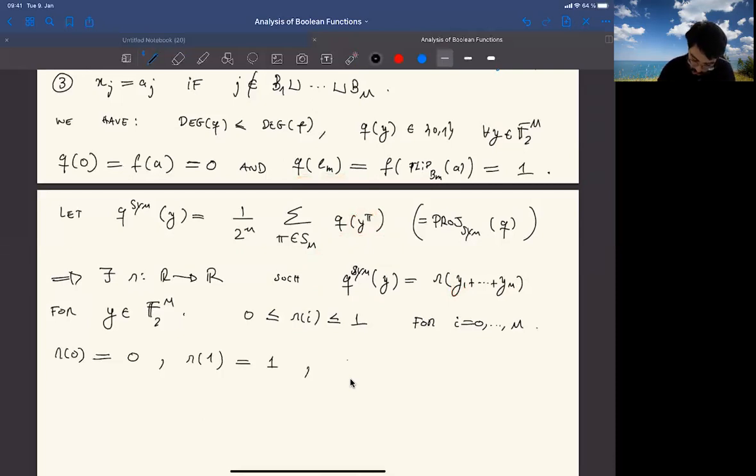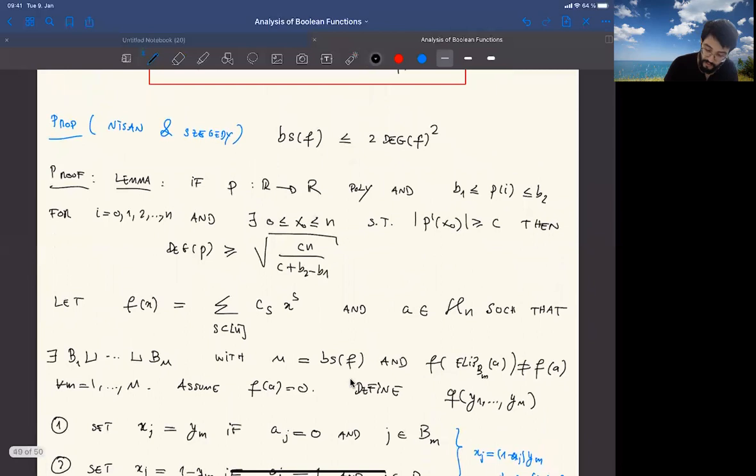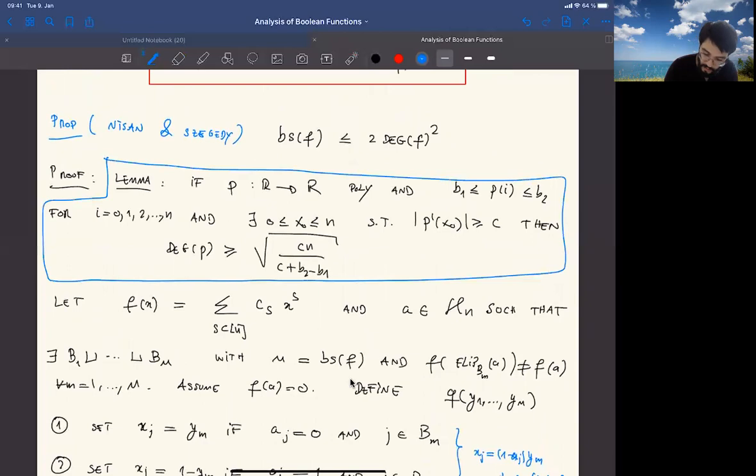Okay. And so there exists an x naught between 0 and M, between 0 and 1, and in particular between 0 and M, bigger or equal to 1, because R of 0 is 0, R of 1 is 1. Okay, so now we are satisfying this lemma here. So then you apply the lemma.